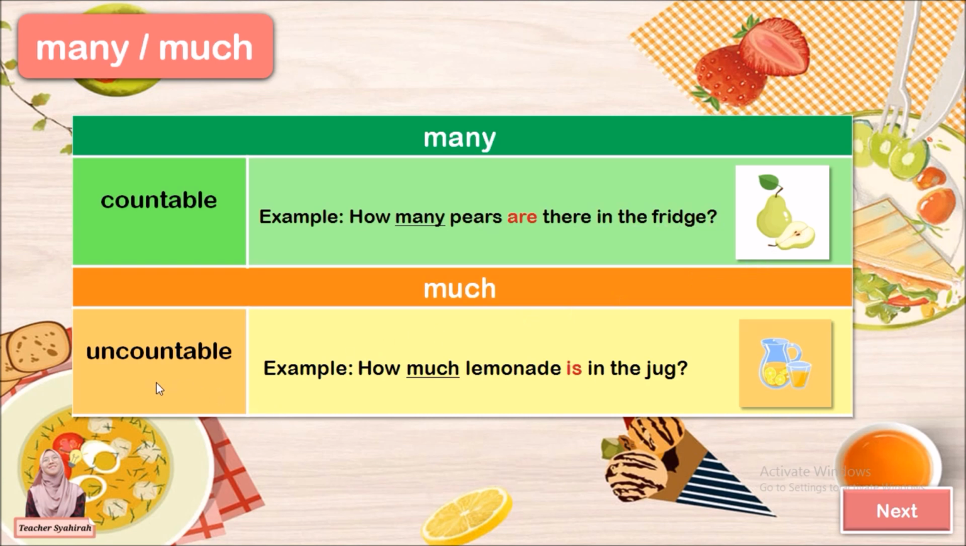Now let's look at uncountable nouns. For uncountable nouns, we use much. Kalau tadi benda yang kita boleh kira, kita guna many. Benda yang tak boleh kira, kita guna much. For example here, how much lemonade is in the jug? Tengok ni, lemonade ni benda kita tak boleh kira. Sebab dia dalam bentuk cair, it is in a liquid form. So, it is uncountable. Therefore, we use much. Like, much water, much salt, much sugar, much flour, or much milk. Okay, benda yang kita tak boleh kira, we use much. Alright. Okay, you can pause this video and then salin ni dalam buku tulis.